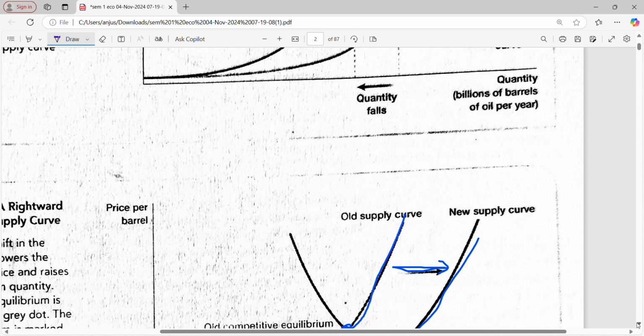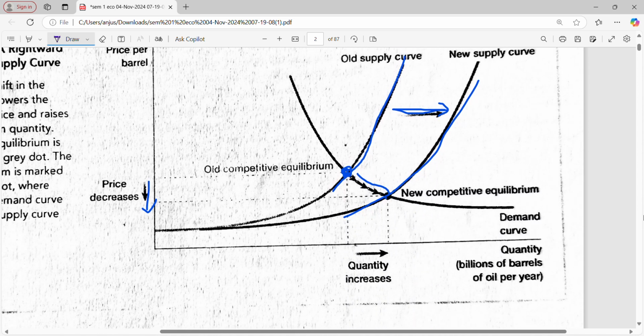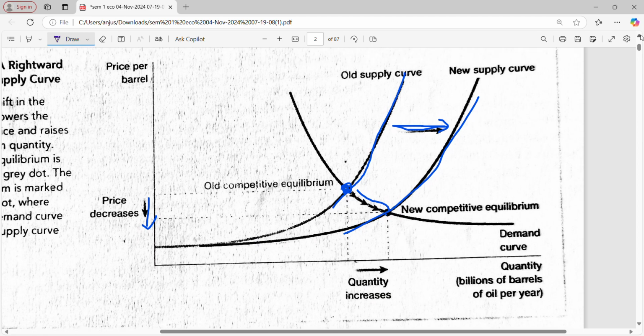Next, a shift to the right. What can be the reasons for the supply curve to shift rightwards? A technological breakthrough will shift the supply curve to the right, because it is now easier, as the technology has improved or new machines have been found. It is now easier to produce a particular quantity of goods with less labor, less effort, fewer inputs.